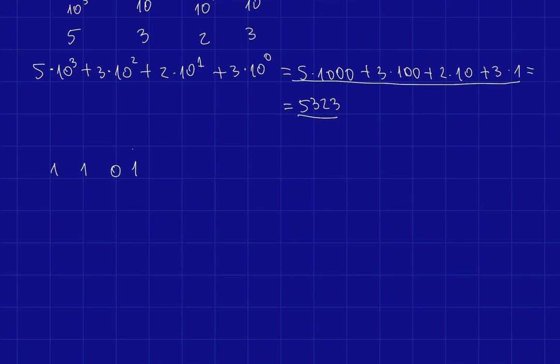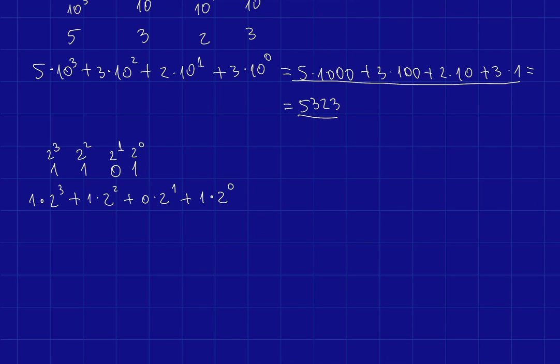In the same way that in base 10 we had to multiply the digits by 10 to the power of something, now in base 2 we have to multiply the digits by 2 to the power of something, since it's in base 2. So we can write it in the same way as we wrote it before: 1 times 2 to the power of 3 plus 1 times 2 to the power of 2 plus 0 times 2 to the power of 1 plus 1 times 2 to the power of 0.